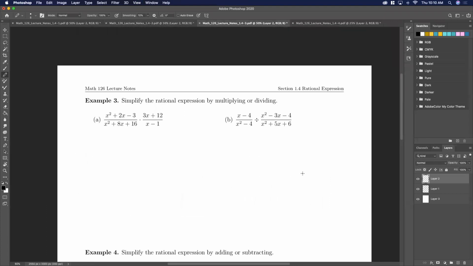All right, so now we're going to do rational expressions by multiplying and dividing. Section 1.4 is nothing but a lot of algebra to get you used to messing with it. In order to do this, the best thing we want to do is factor this completely, as best we can. So here, x squared plus 2x minus 3 factors into x plus 3, x minus 1.